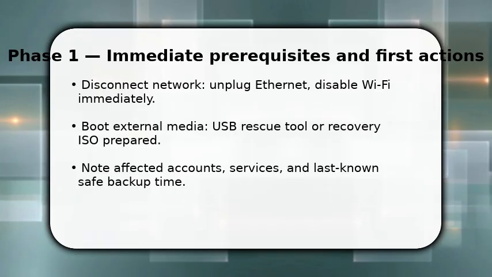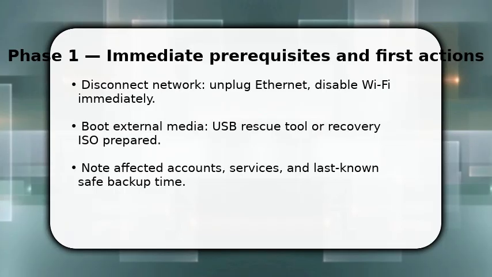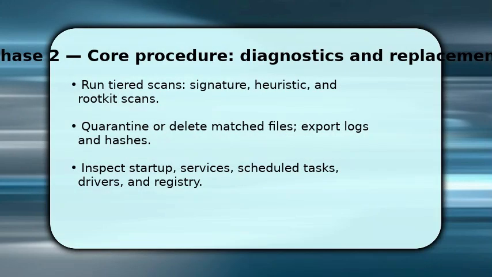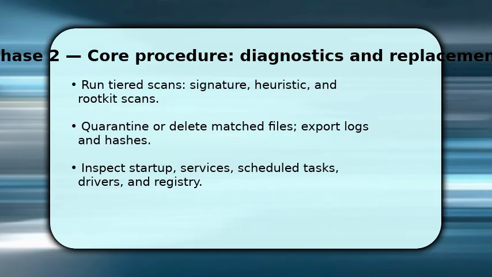Run signature updates, then heuristic and rootkit scans to find stealthy components because different engines catch different threats. When detections appear, quarantine first, then delete confirmed malicious files and export logs plus file hashes so you can audit actions later.